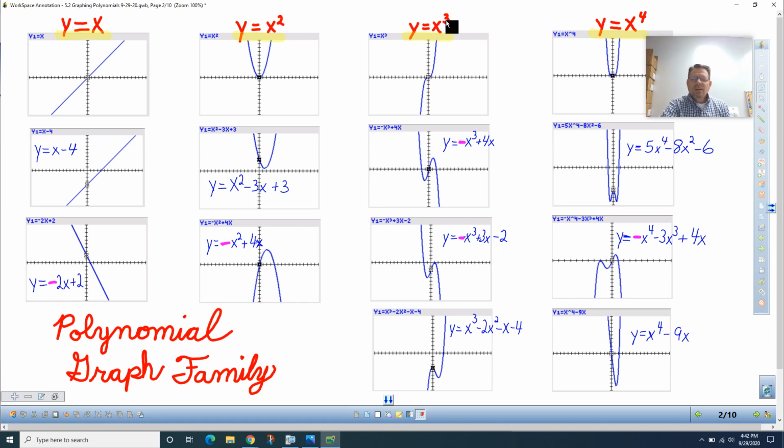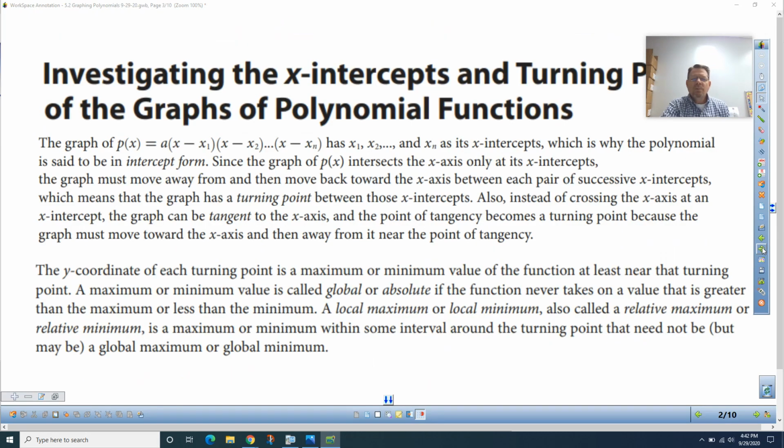Okay, and we'll see how that flies here in just a little bit later. Okay, now we're ready to jump over here.